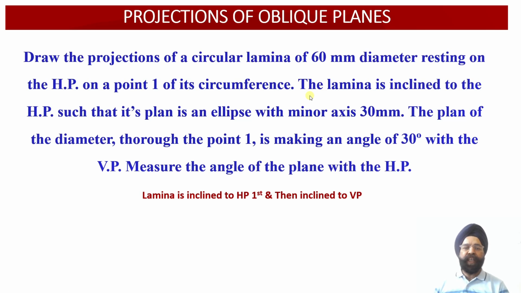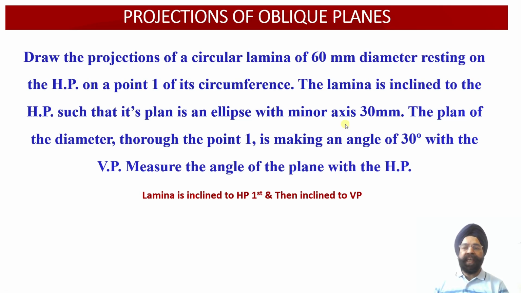But in this particular case, the lamina is inclined to the horizontal plane in such a way that its plan is represented as an ellipse with a minor diagonal of 30 millimeter. That is, the minor diagonal or the minor axis will be 30 millimeter, while in the plan the major diagonal will be represented as 60 millimeter.